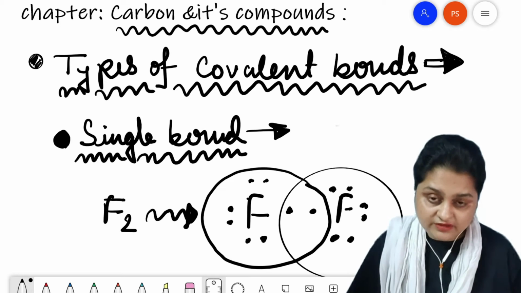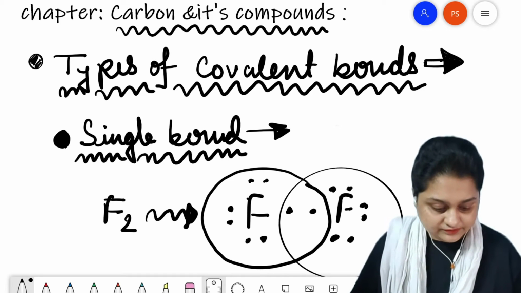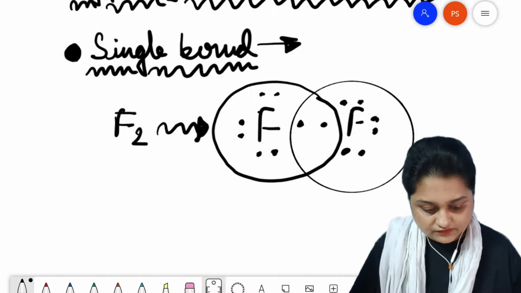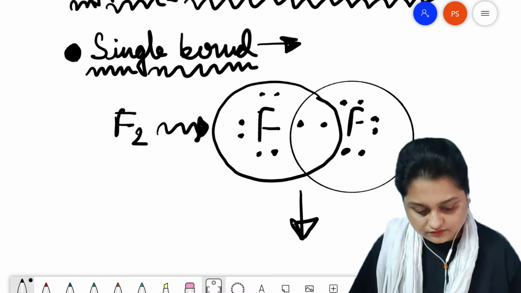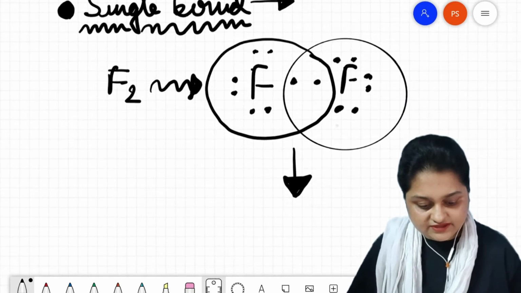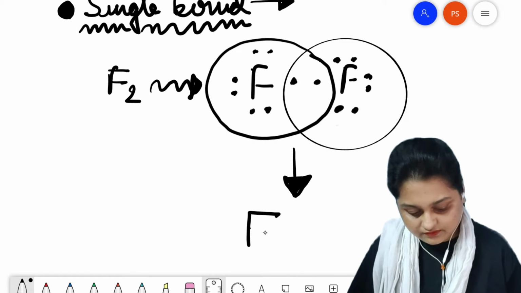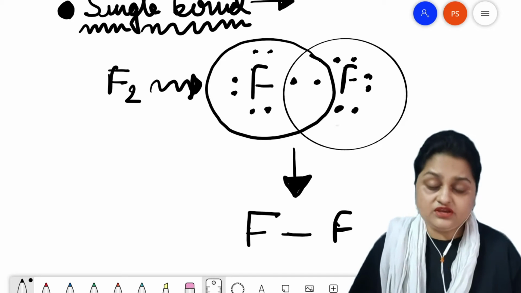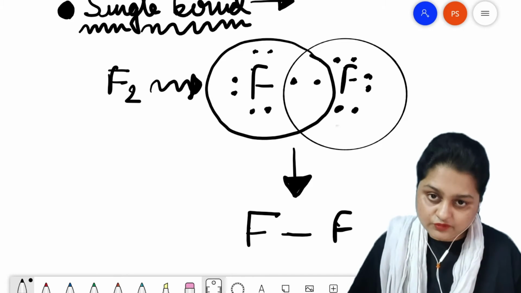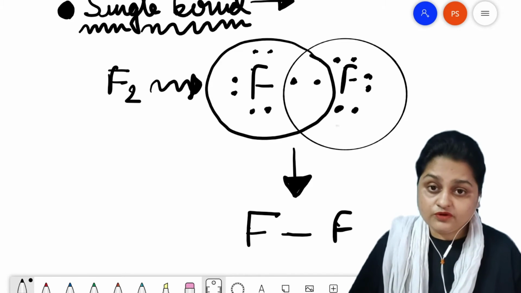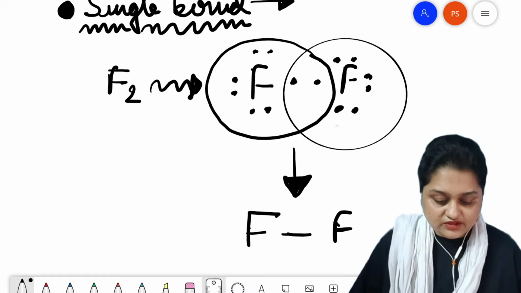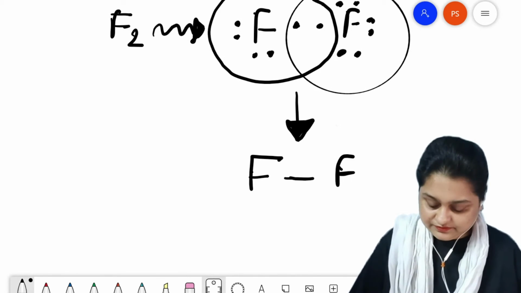Thus, each of them gains its octet, and hence a single covalent bond is formed between the two fluorine atoms, forming the fluorine molecule. Let's take another example.